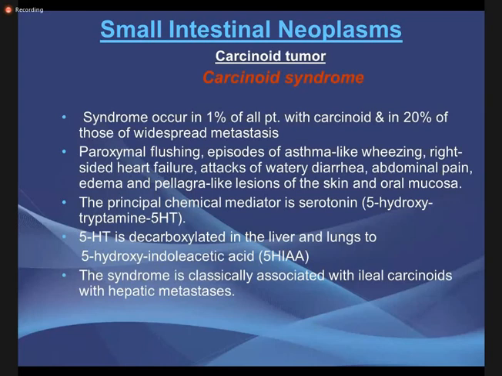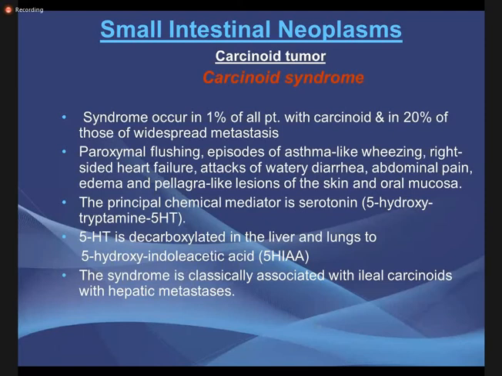Carcinoid syndrome occurs in 1% of all patients with carcinoid and in 20% of those with widespread metastasis. The symptoms are paroxysmal flushing, episodes of asthma-like wheezing, right-sided heart failure, attacks of watery diarrhea. This is the carcinoid syndrome. Abdominal pain, edema, and pellagra-like lesions of the skin and oral mucosa.